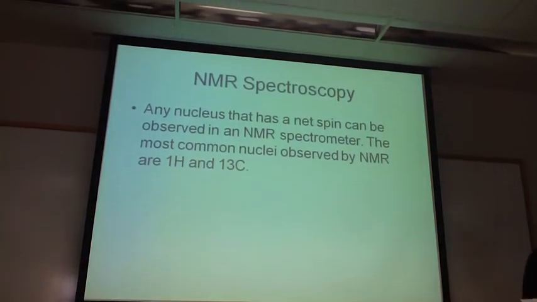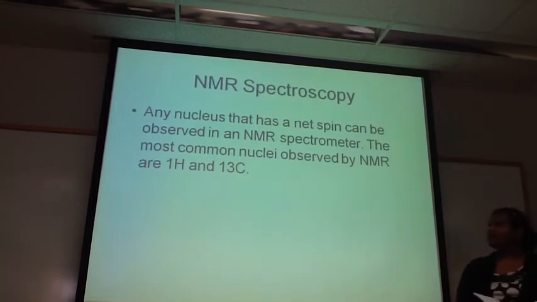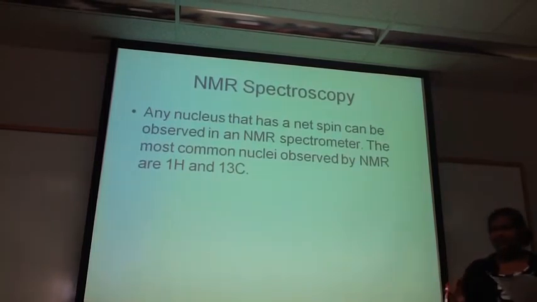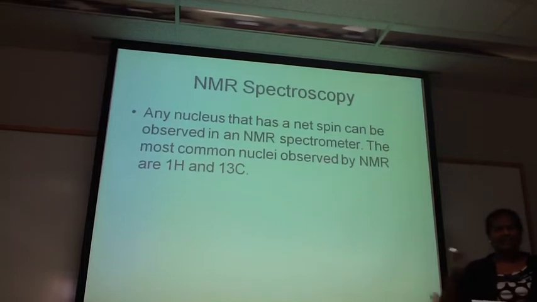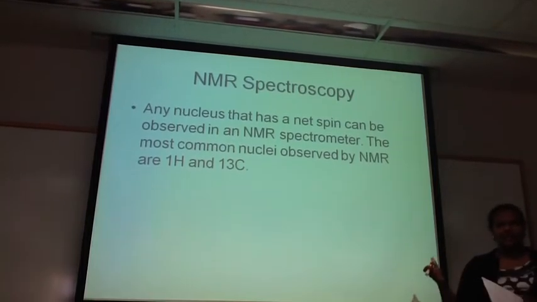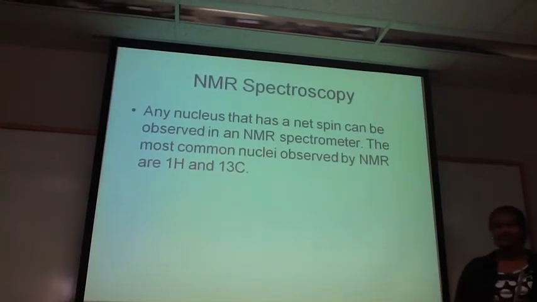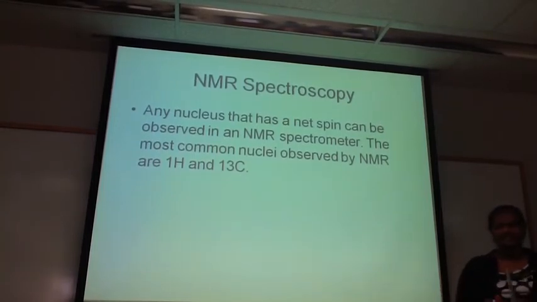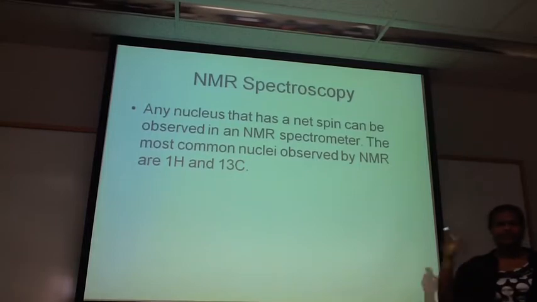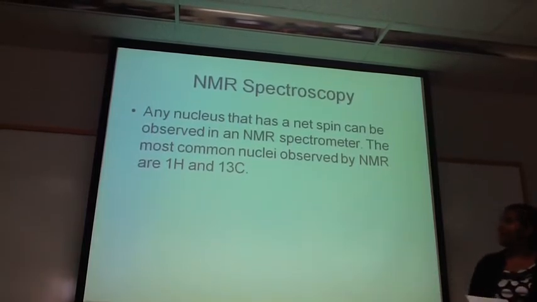So NMR uses nuclei that have certain spins. Okay, so you know how electrons have a plus half and a minus half spin. Certain nuclei also have spins. Okay, and two of the nuclei that we use often are hydrogen and carbon-13, which is an isotope of regular carbon.